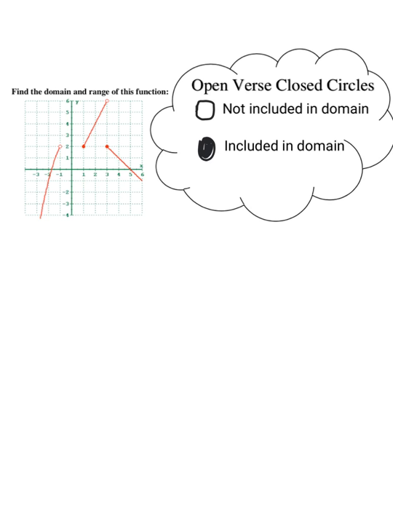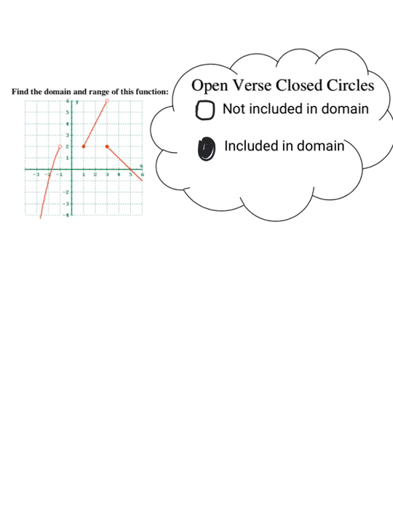But the one thing that we need to be able to do is find the domain and range of a piecewise function. So the thing that we need to remember is, what does an open versus closed circle mean? What do open and closed brackets mean? And what does union mean?